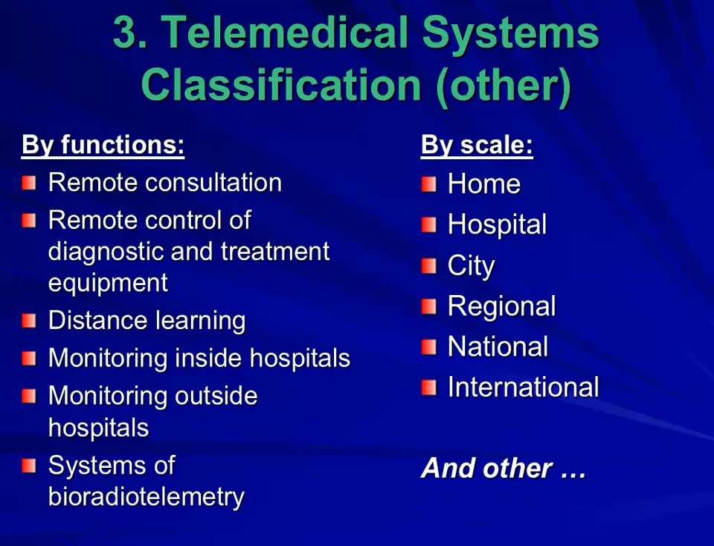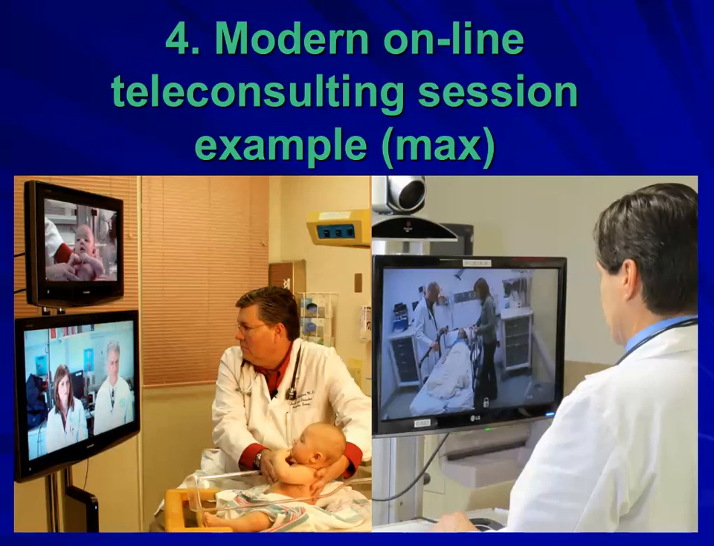As a classification, we have many, by function: consultation, control of parameters, distance learning, again, distance learning in this list. In hospital, out-of-hospital monitoring, radio telemetry, and so on. By scale: home, hospital, city, region. So if we want more classification, we can invent more.